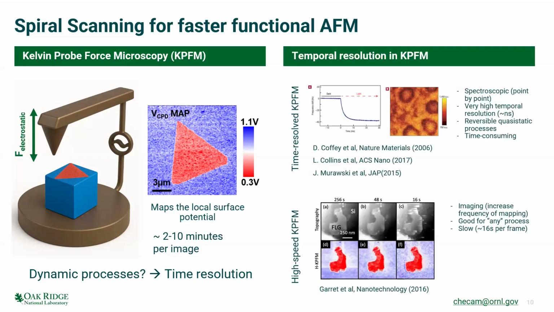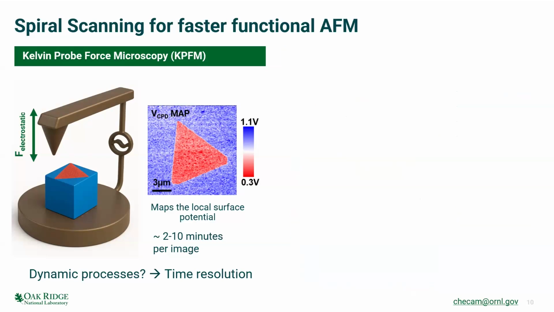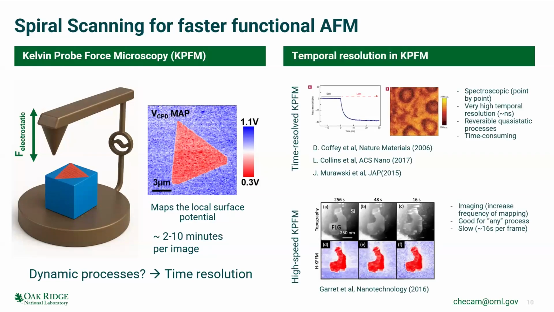However, this type of image in most commercial systems takes around 2 to 10 minutes per image, depending on the pixel resolution, etc., that you want. So what happens with dynamic processes, right? What happens when you want to have time resolution during a KPFM experiment? Basically, there are two ways of going about that.